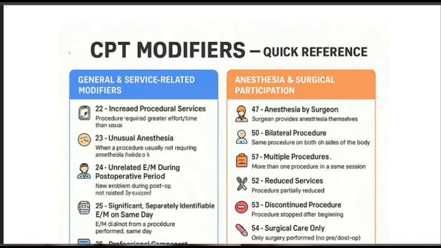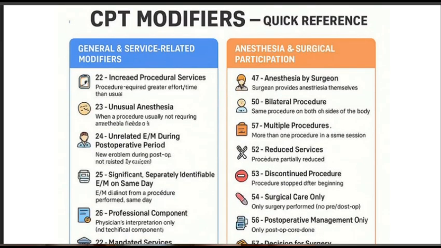The next part is anesthesia and surgical participation. 47, anesthesia by the surgeon. When the anesthesiologist is not giving the anesthesia, or in the absence of an anesthesiologist, the surgeon is giving the anesthesia. In those cases we have to give the 47 modifier for anesthesia by the surgeon.